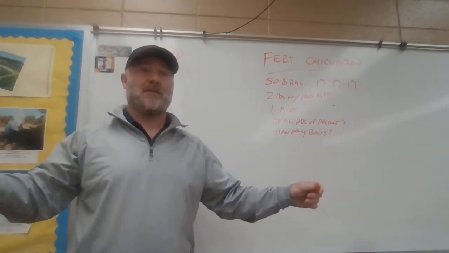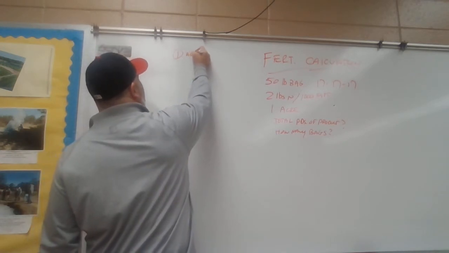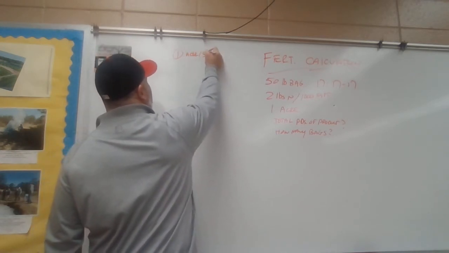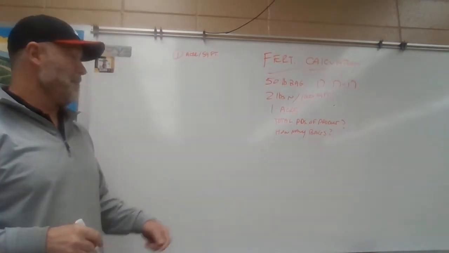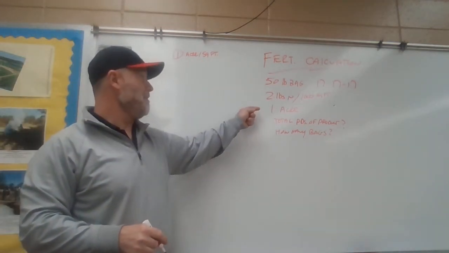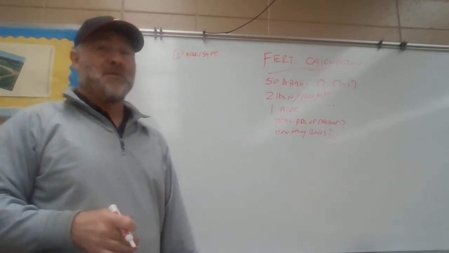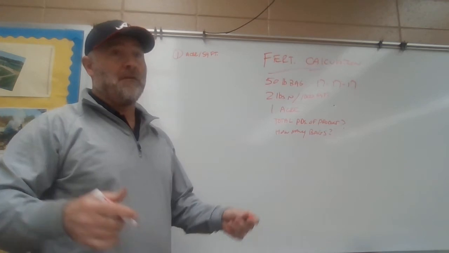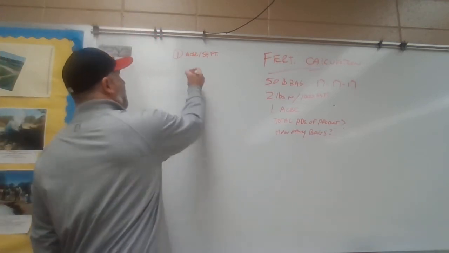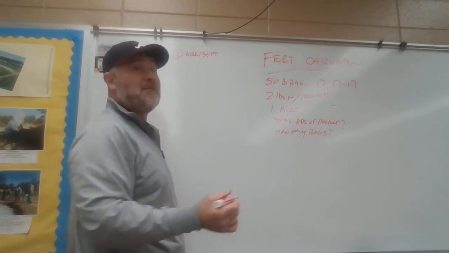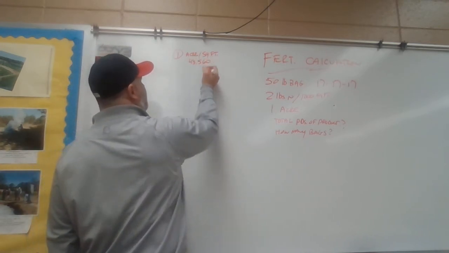Acreage and square feet. In this example, we didn't get square feet. He gave us 1 acre. And hopefully everybody remembered the magic number is what? 43,560. Bam, step one we have. Easy enough.